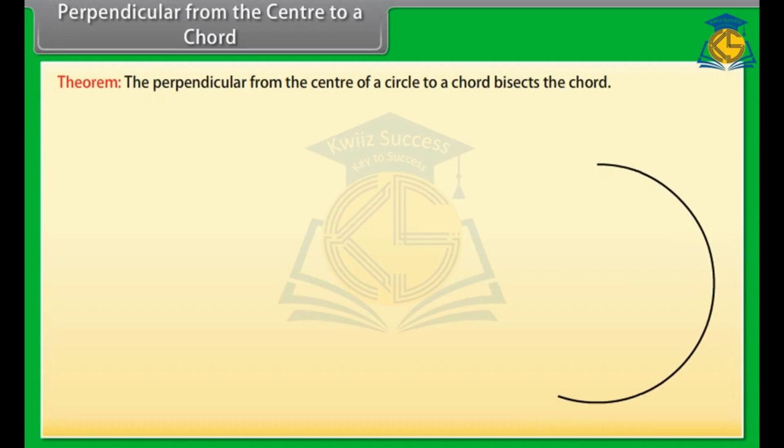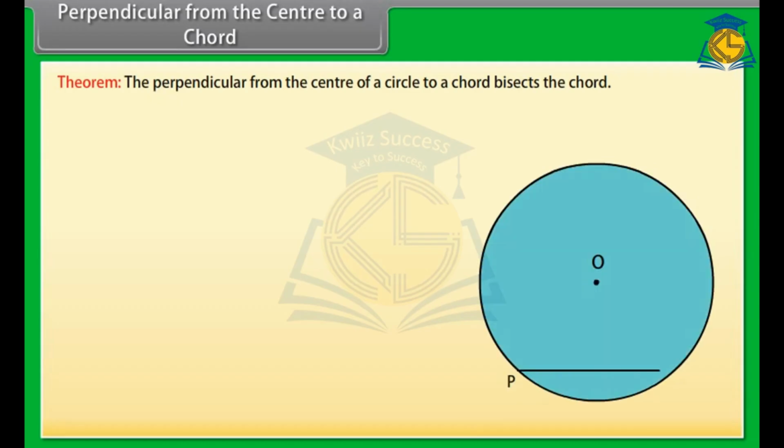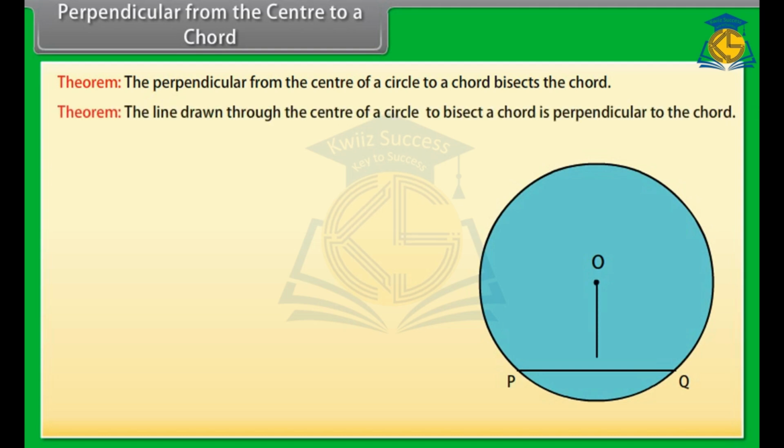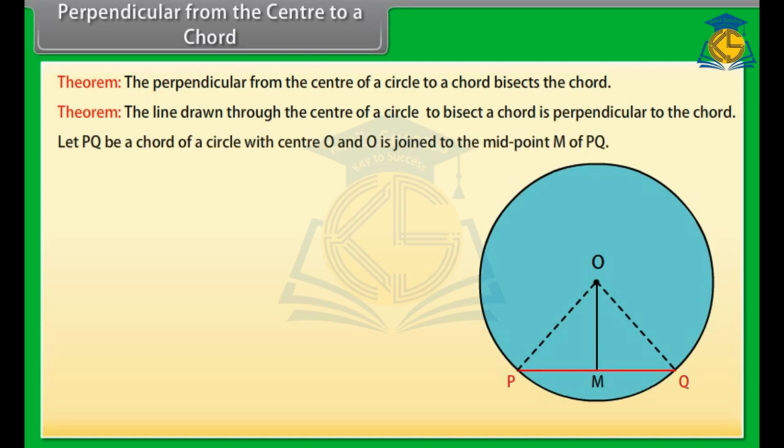The next theorem says that the perpendicular from the center of a circle to a chord bisects the chord. Its converse is: the line drawn through the center of a circle to bisect a chord is perpendicular to the chord. Let's prove it. Let PQ be a chord of a circle with center O, and O is joined to the midpoint M of PQ.